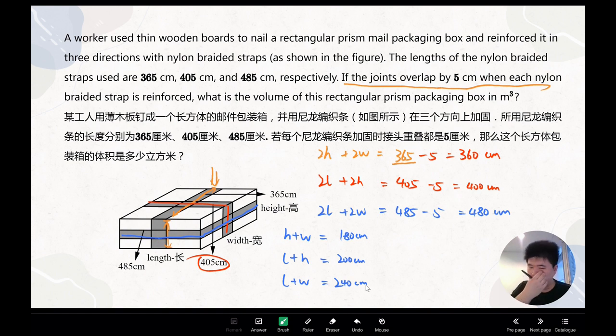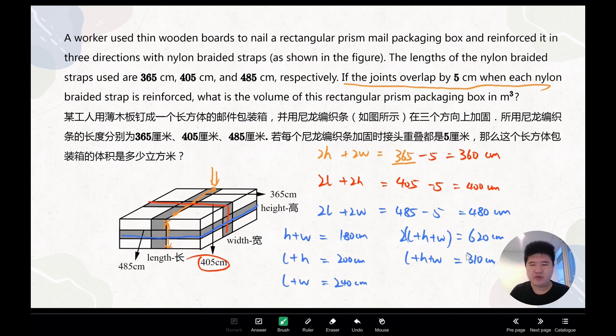And then we add all the 3 together. We can get an equation: 2L, 2 times the length, plus 2H, 2 times the height, plus 2W, 2 times the width, equals 180 plus 200 plus 240, which equals 620 centimeters. So L plus H plus W equals 310 centimeters.